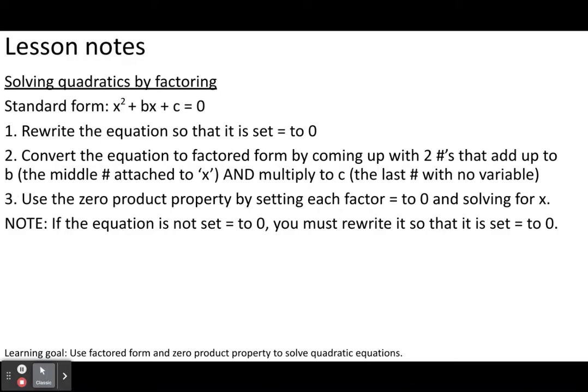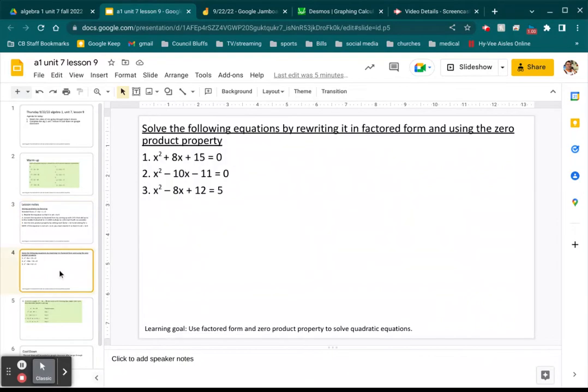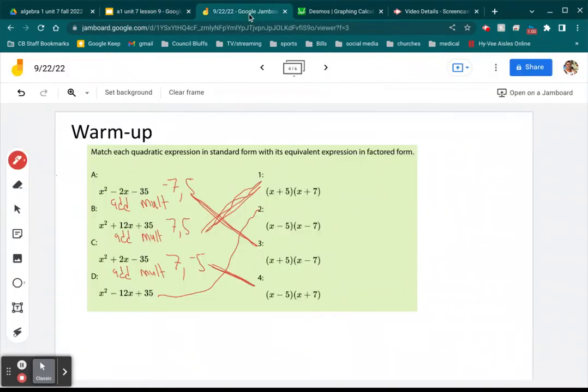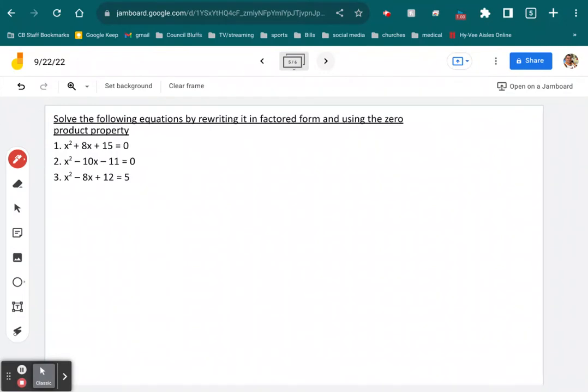So with that in mind, let's go to the first set of examples, which are on slide number 4, if you're following along on your slideshow. Okay. So if we look at the first set of examples, we're going to solve the following equations by factoring, by rewriting it in factored form and using the zero product property. So let's start with number 1, which I will do up here.